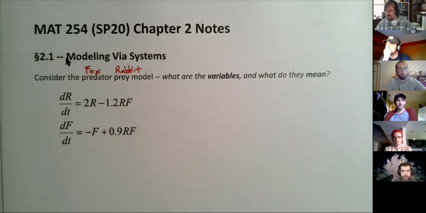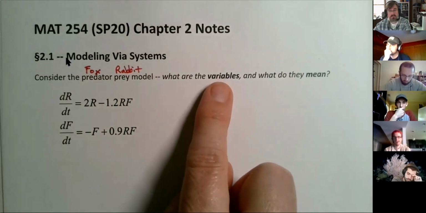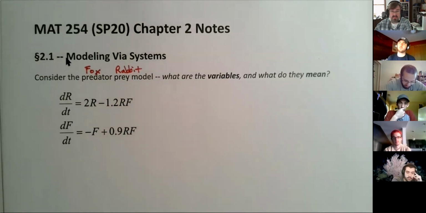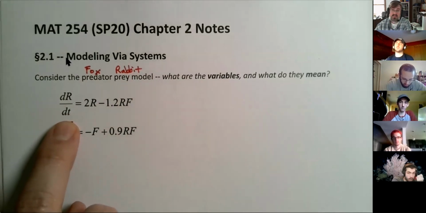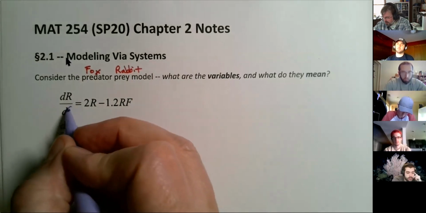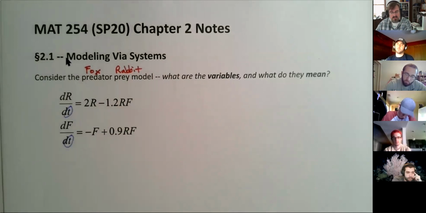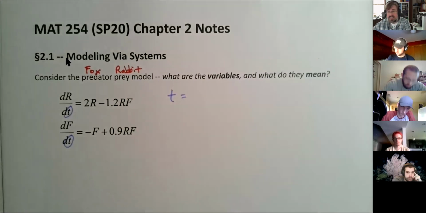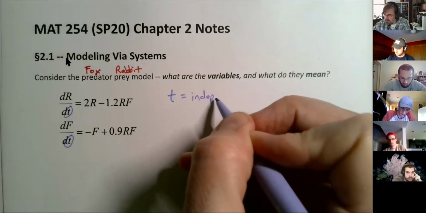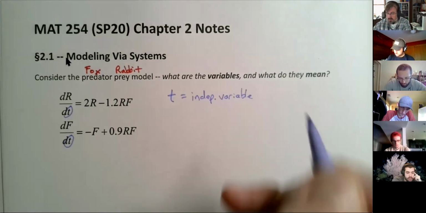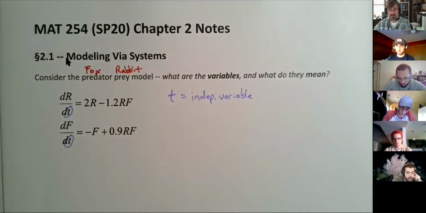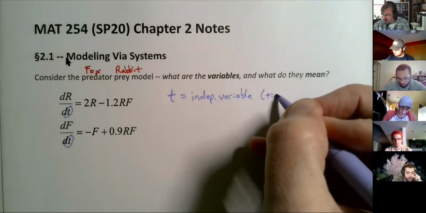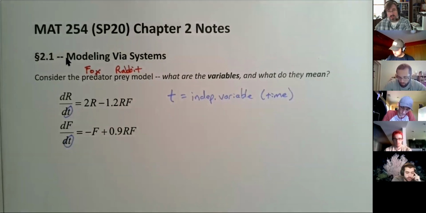So the first question says, well, what are the variables involved in this situation, and what do they actually mean? So the first thing you can do when you're faced with a differential equation is take a look at the derivative part of it, and that'll tell you something. And in both of these equations, you probably have noticed there's a t in the denominator of that derivative, and that tells us that t must be the independent variable. And specifically, it's the time variable. It stands for time. And it's the independent variable for both equations.